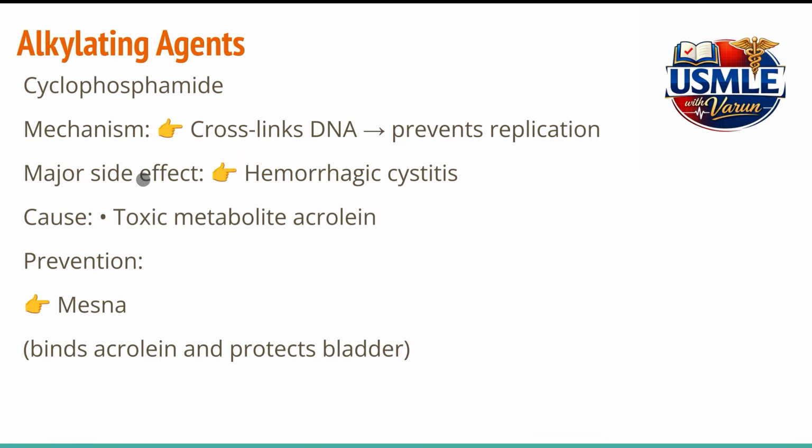Now let's discuss a few alkylating agents. One of those is cyclophosphamide. This drug damages DNA by forming crosslinks. It crosslinks the DNA and prevents replication. However, it produces a toxic byproduct that generally accumulates in the bladder and leads to hemorrhagic cystitis. This can cause bleeding from the bladder lining because of a toxic metabolite called acrolein.